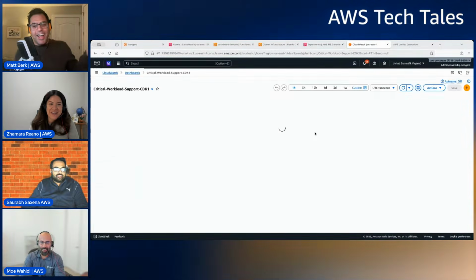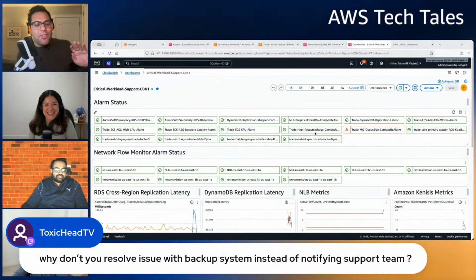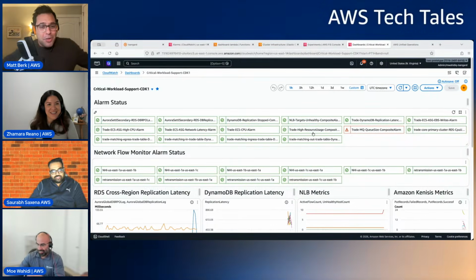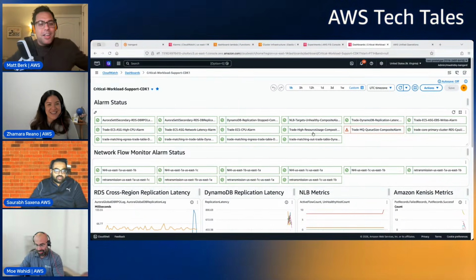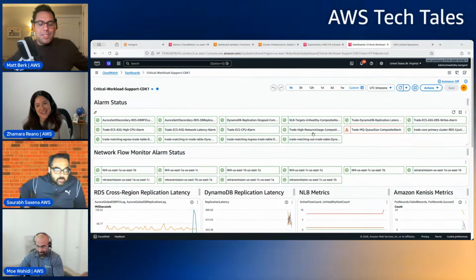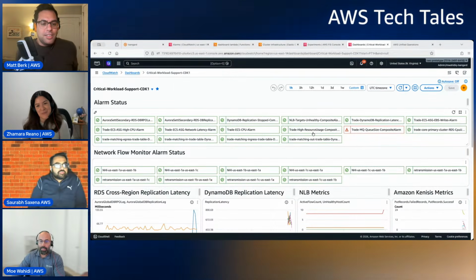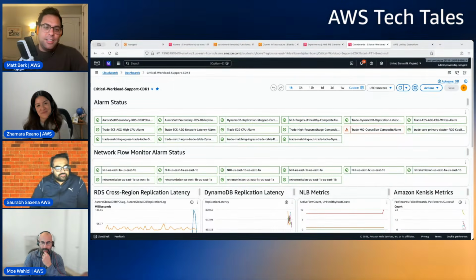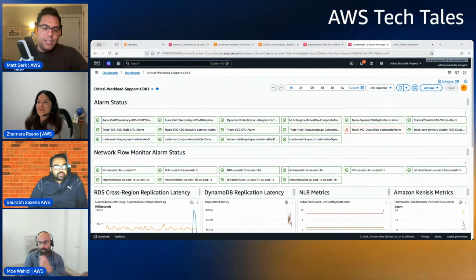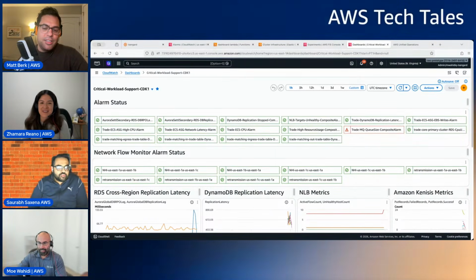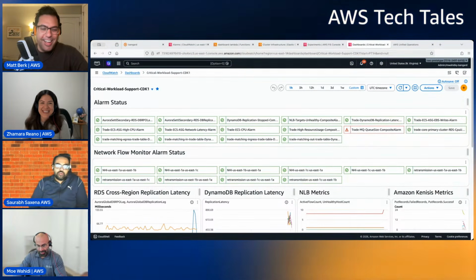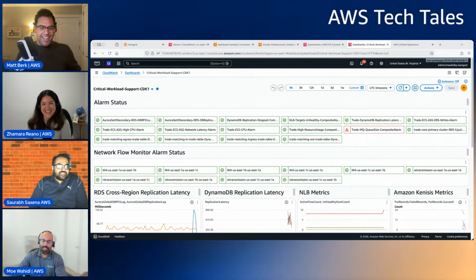There you go. Okay. And then one last question is, why don't you resolve the issue with a backup system instead of notifying the support team? Why not do both? Even if you want to fail over, I think you want support to help you as well. Yeah, that's a good point. Yeah, sometimes, go ahead, sorry. I was just saying Mo doesn't pay for unified operations. That's why Mo only gets the page.